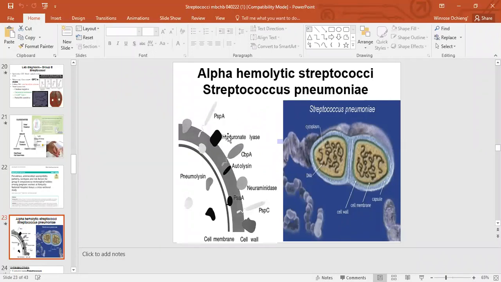We can tell about transformation, how bacteria acquire DNA. We can have bacteria that are virulent and avirulent. Virulent bacteria are the ones that are able to cause infection. And we can have an avirulent bacteria that, yes, is a Streptococcus pneumoniae, but does not have that ability to cause an infection.